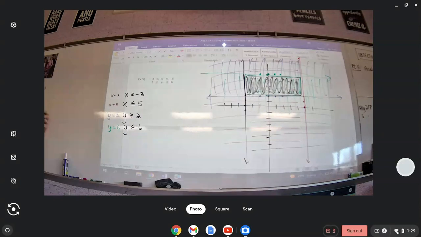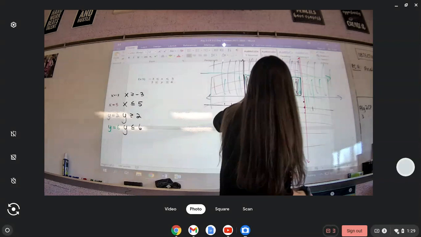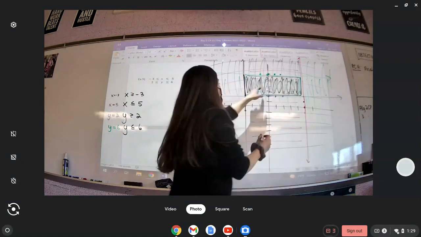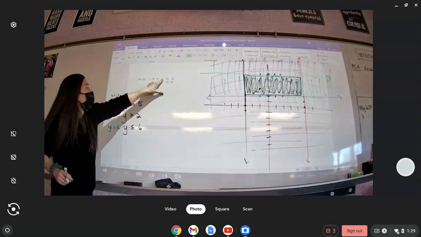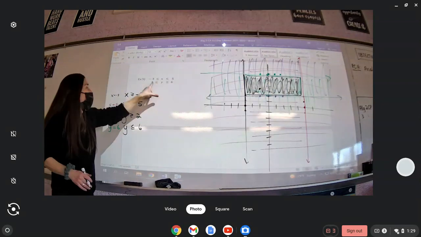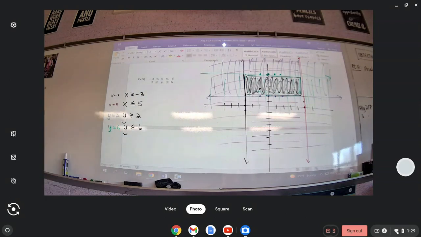Do you see that? Those are the x and y values that will make all 4 of those statements true at the same time. If you pick a number in here, let's say this is what? Where is it? What is it? 2, 4. Right there. 2. Is 2 bigger than -3 and less than 5? Yeah. Is 4 bigger than 2 and less than 6? Yes. Those are the numbers that will make these inequalities true.